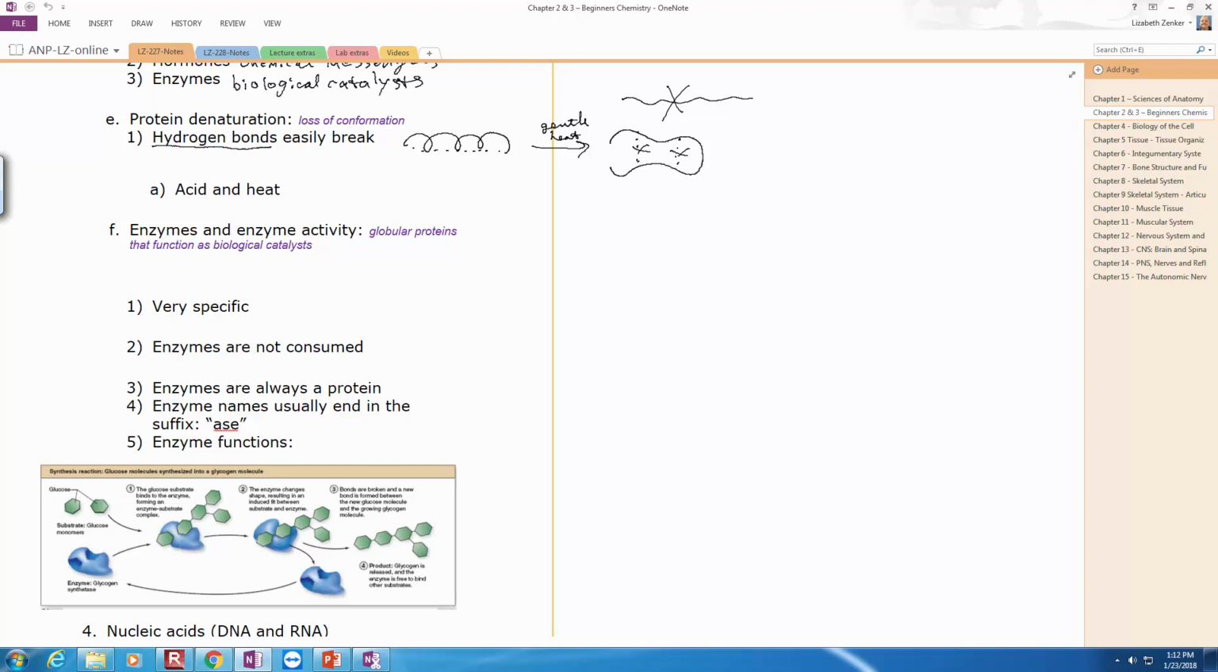So let's see, what else do we want to talk about? Enzymes and enzyme activity. All right, so we said it's a biological catalyst. Globular proteins have a function to do something. It's not just the structure of it. So biological catalysts speed up chemical reactions.